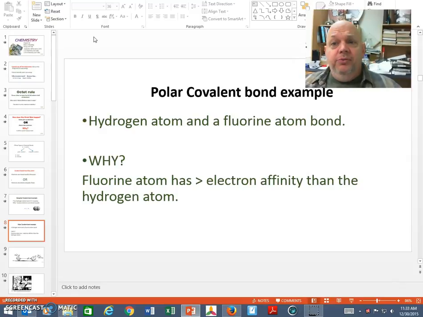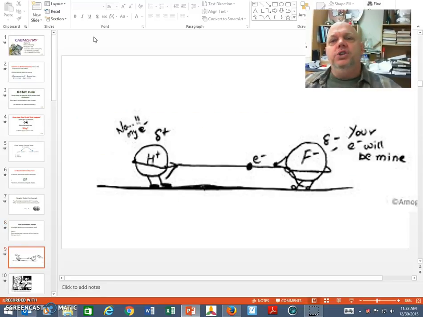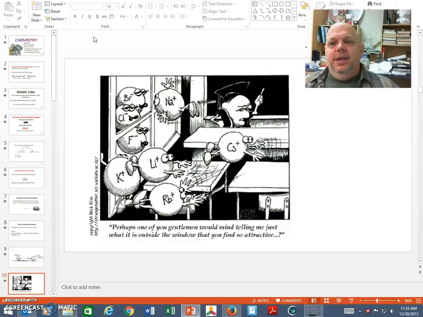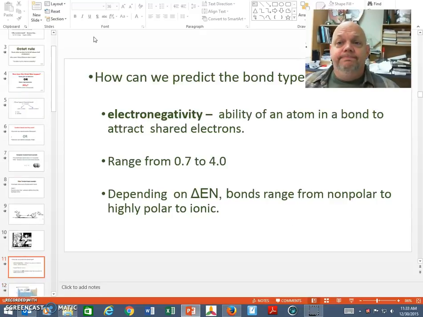We looked at the polar covalent example with hydrogen and fluorine because fluorine has a greater electron affinity compared to the hydrogen atom. So I showed you guys this cartoon, the idea about this tug-of-war with the single electron that the hydrogen has. We also talked about the idea that if you've got these atoms that are negatively charged and positively charged, inevitably they're going to be attracted to each other.